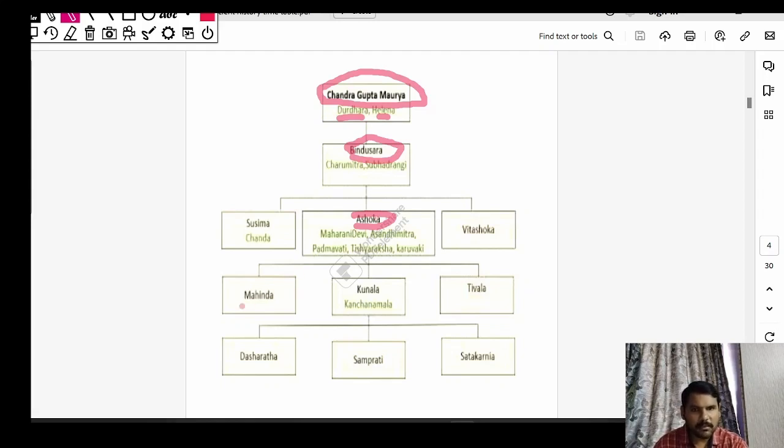And Mahinda, Kunala, Tivala, etc. are Ashoka's successors, and his grandson is Samprati. So usually this question is asked: who is the grandson of Ashoka? Samprati. So you have to remember these things. The order, the political history: Chandragupta Maurya, followed by Bindusara, followed by Ashoka, followed by his grandson Samprati.